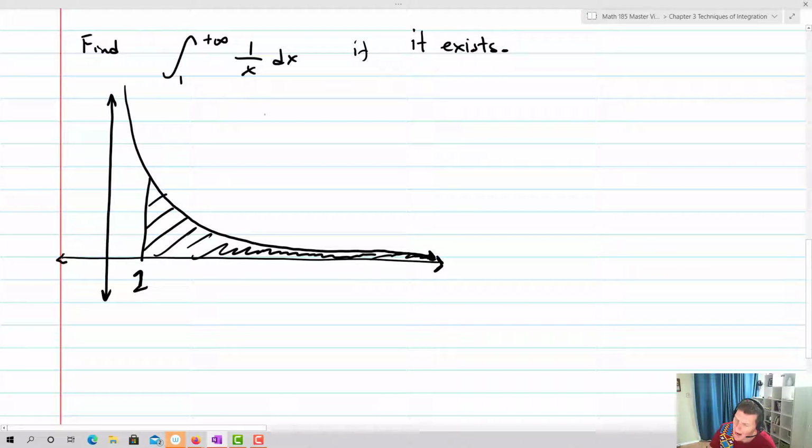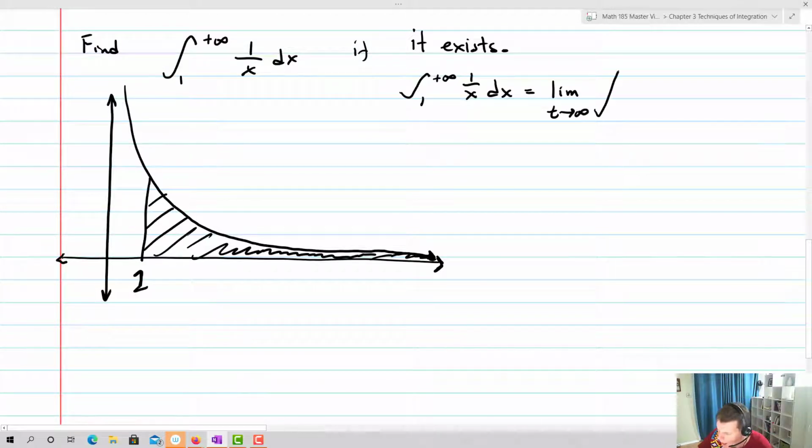So let's utilize our definition for the improper integral. I'm going to take my original integral, 1 to positive infinity of 1 over x dx, and that's going to end up equaling, and I'm going to change this now to a limit, the limit as t goes to infinity. So I'm going to make that dummy variable change, and I'm going to go from 1 to t. So the t gets substituted in for my infinity.